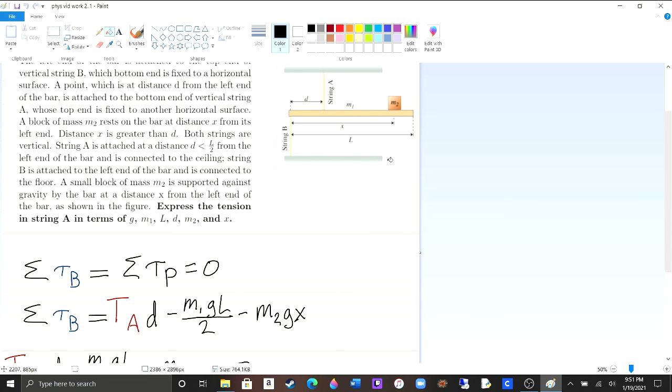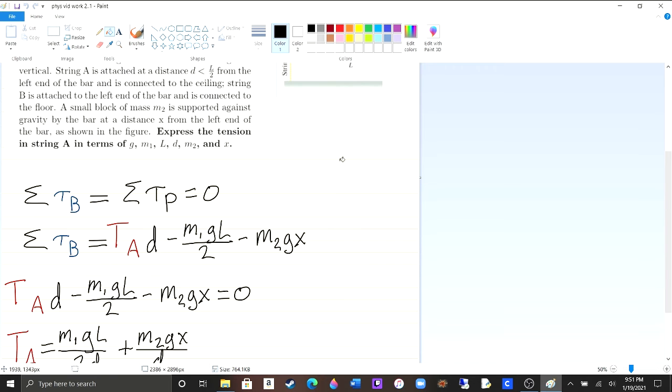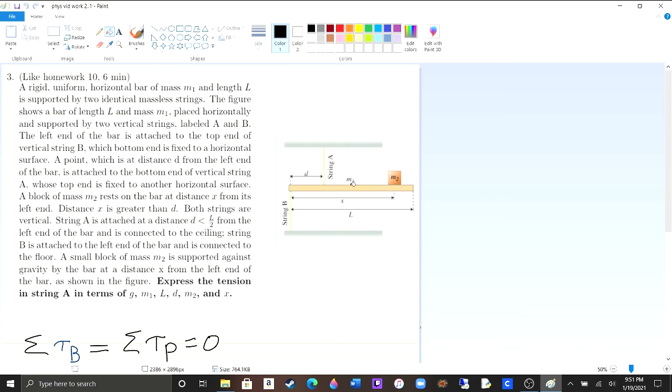And I need to rephrase what I said earlier. The reason that we divide by 2 is actually just because that's where our center of gravity is, right in the middle, which would be L over 2.